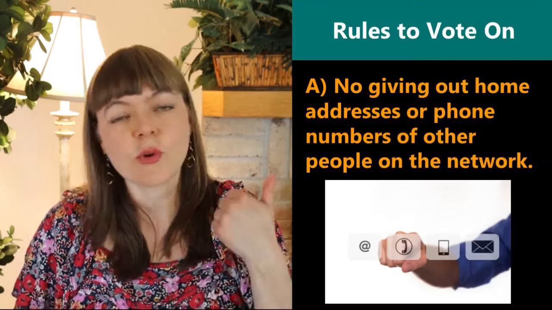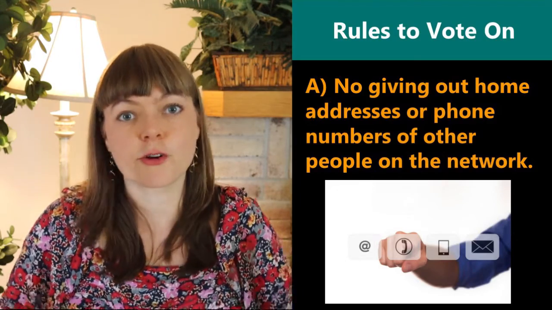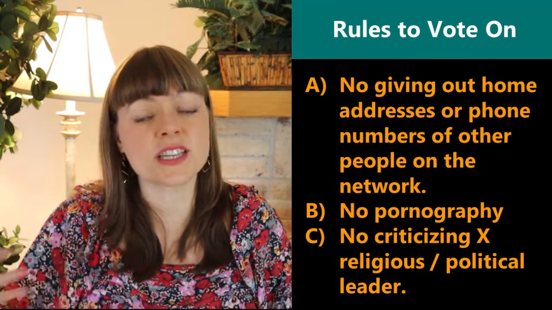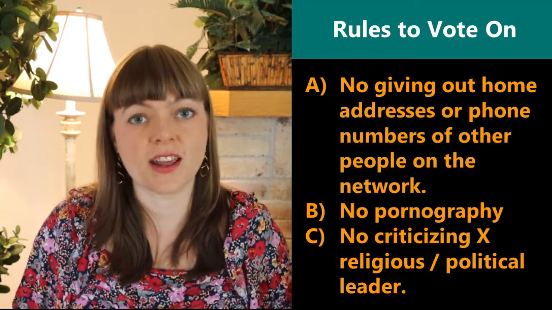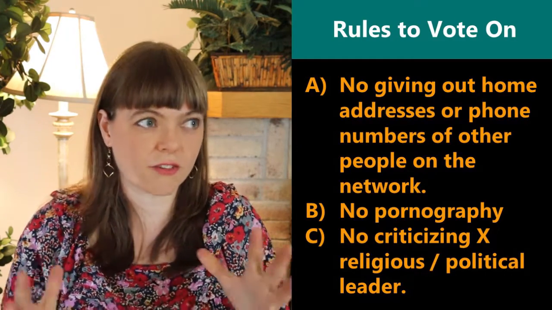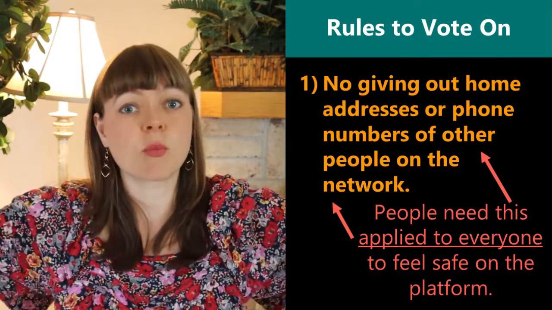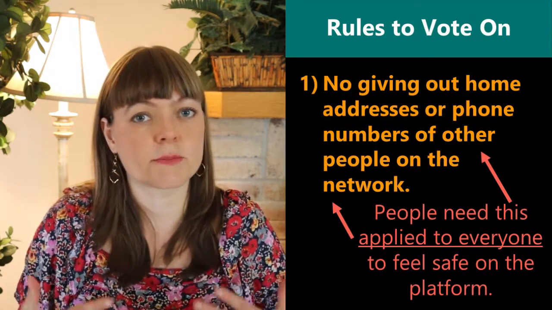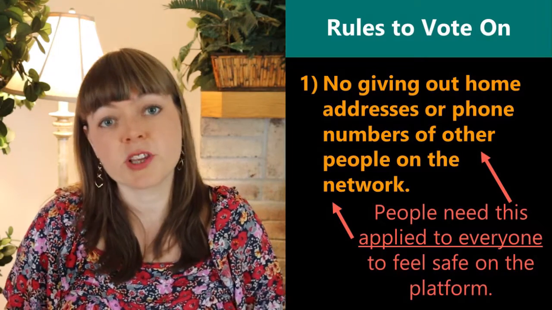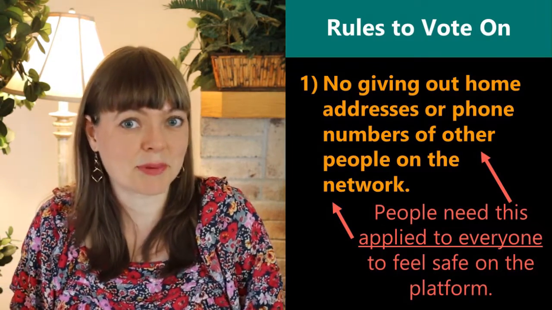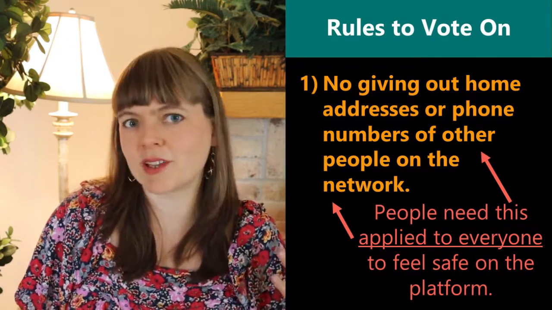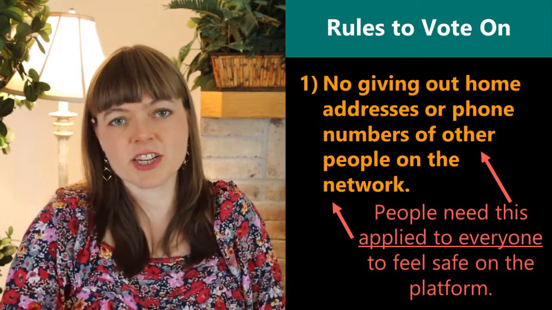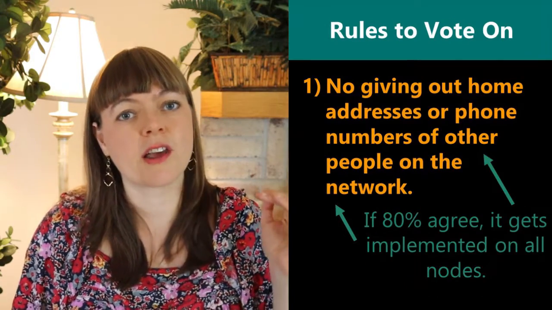One rule might be no giving out home addresses or phone numbers of other people on the network. Another rule might be no pornography, or no criticizing a religious leader or a leader of a country in any way. So the trick here with distributed governance is that some rules, everybody wants everybody else on the platform to be upholding, or they're not going to feel safe on the platform. Like if there are people who are going to bully you by giving out your home address and telling people to go harass you because of your political beliefs or your religious beliefs, that's not a safe place for you to actually be. So we might imagine that the community might want to vote rule number 1 for everybody.